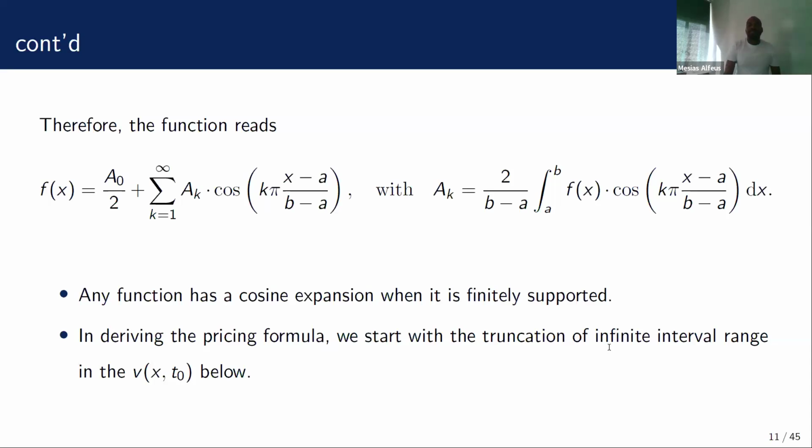In deriving the pricing formula, we start with the truncation of the infinite interval range, because we have seen that in the formula where you discount the expectation of the payoff function, you have an integral from minus infinity to infinity, over the real line. So we want to approximate that integral. Once we approximate it, we get a function that is supported on a finite interval, and then we can expand that function using the cosine expansion, as we can see here.